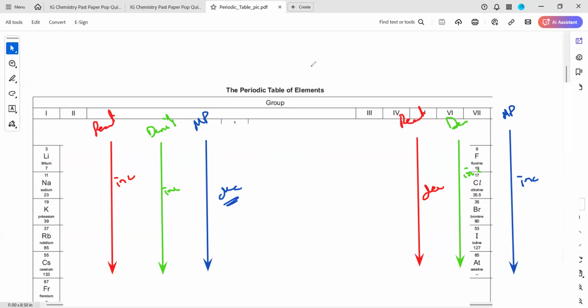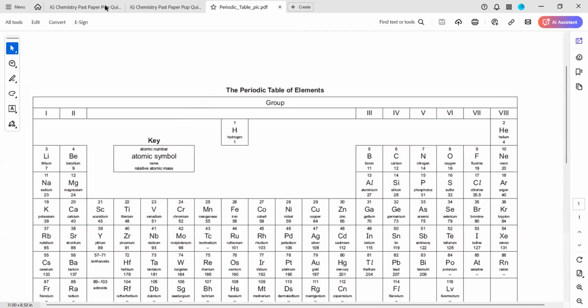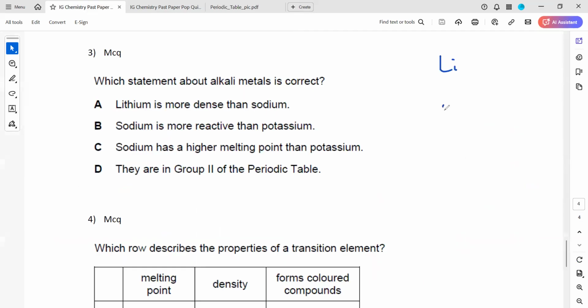You don't have to learn a reason for that. You have to learn the periodic trend. You have to remember the periodic trend, because in the exam they will not ask the reason why, but they will ask what the trend is. So these are the trends for alkali metals: reactivity increases, density increases, but the melting point decreases. So we have this question. The elements here are lithium, sodium, potassium.